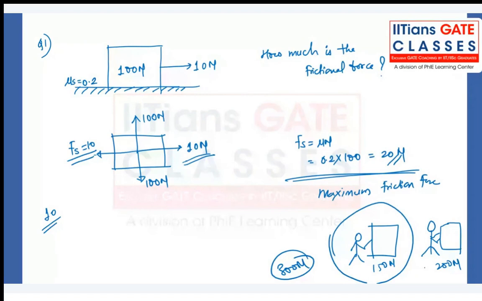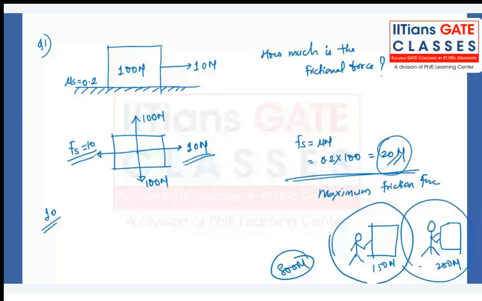How can you say that frictional force in that case will be 300? We cannot say like that, right? 300 is the maximum frictional force, or the minimum force you have to apply in order to move this box. Similarly, in our problem, 20 is the maximum frictional force, or the minimum force you have to apply to the body in order to start moving it. This is how you can refer to it.